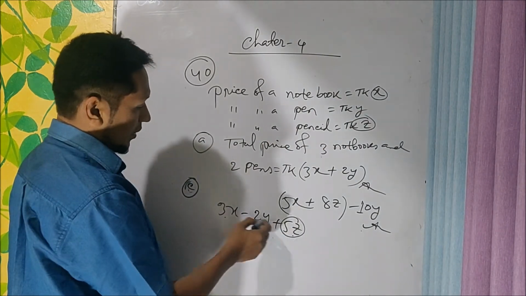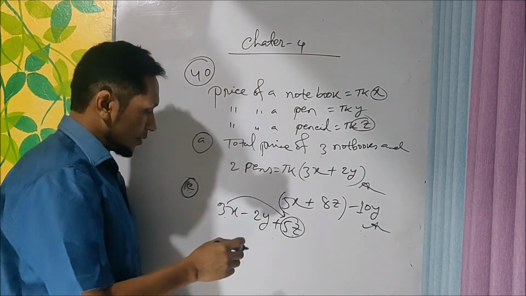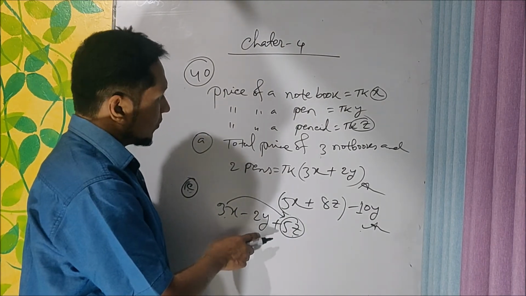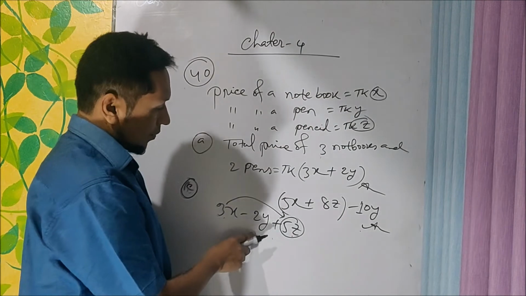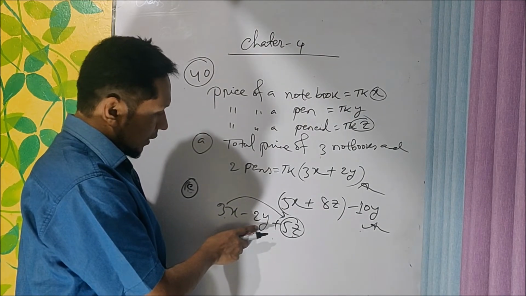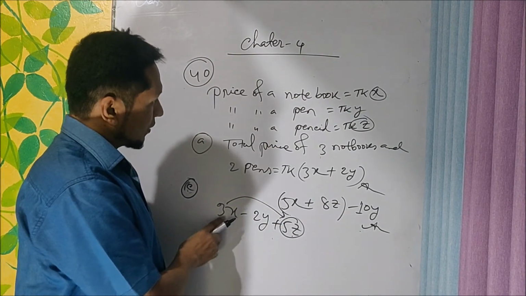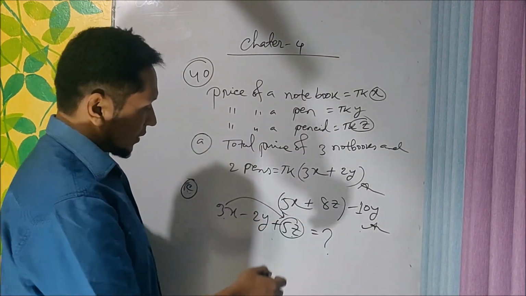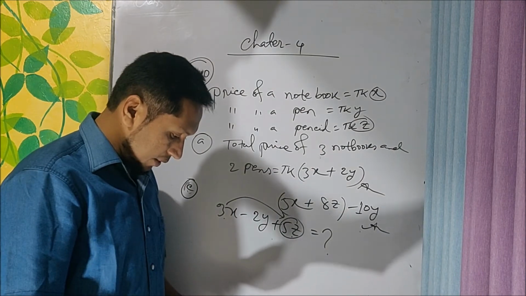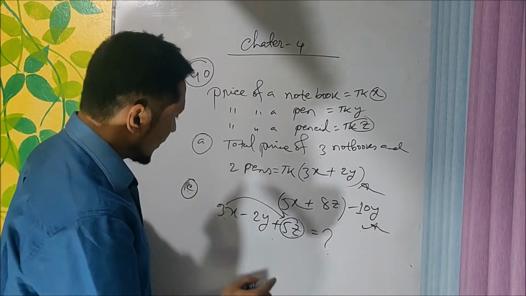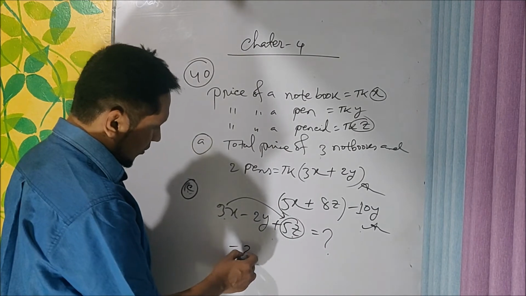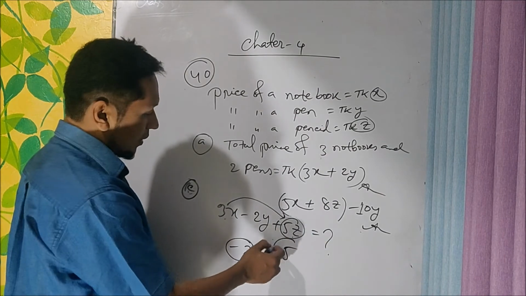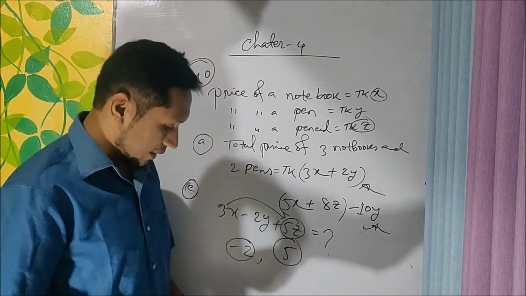So 3x and 5z together will give the total price of 3 notebooks and 5 pencils, and 2y means the price of 2 pens. So the price of 2 pens is deducted from the sum of price of 3 notebooks and 5 pencils, and this is the full meaning of this expression. Another part says, what is the numerical coefficient of y and z? The coefficient of y is minus 2 and the coefficient of z is 5. So these two are the numerical coefficients of y and z respectively.